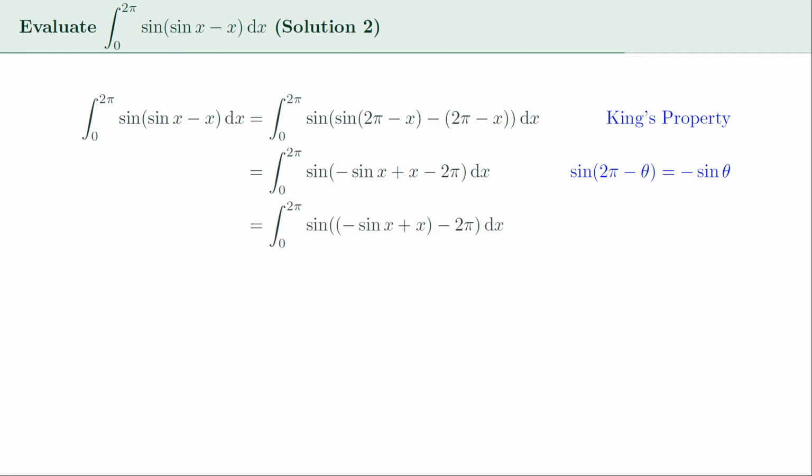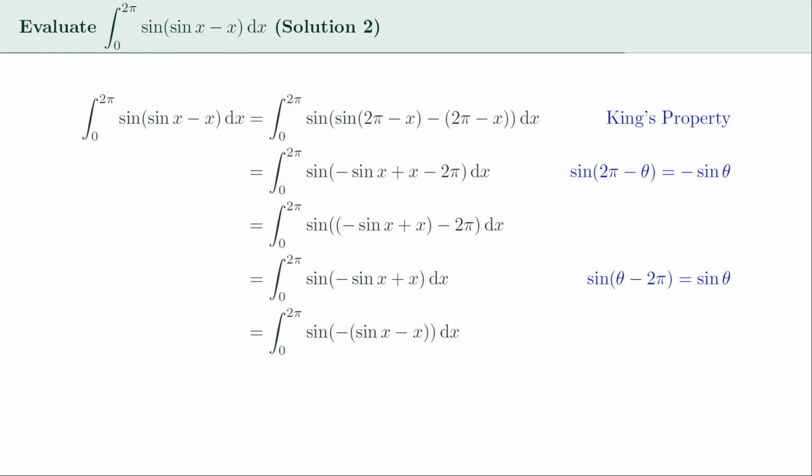Next, I factor out the 2 pi, similar to the step a while ago, so that becomes sine of the quantity negative sine x plus x minus 2 pi. Using a similar property as a while ago, that sine of theta minus 2 pi is equal to sine theta, the integrand reduces to sine of negative sine x plus x. We can factor out again the negative in the argument for sine to give us the negative of the quantity sine x minus x. Why would I want to do this?